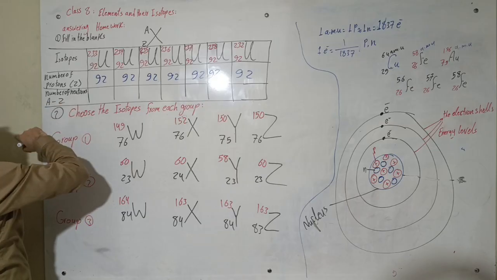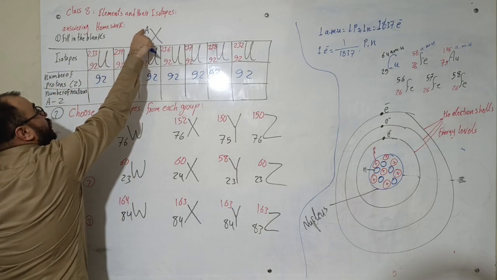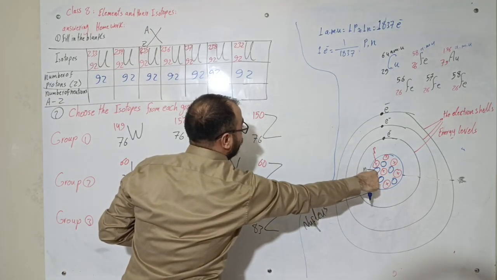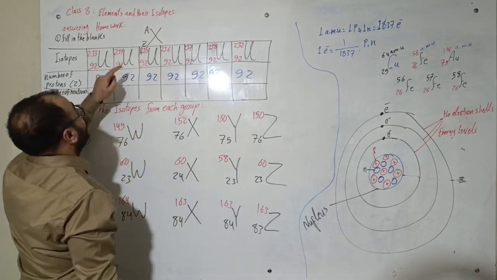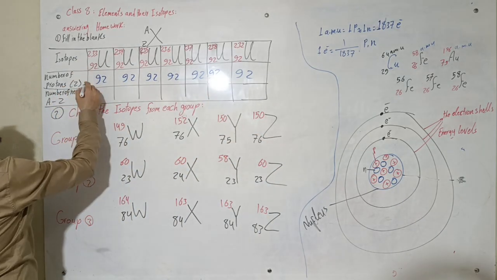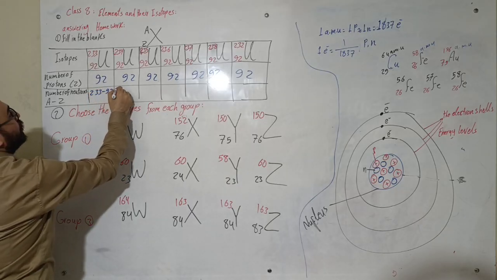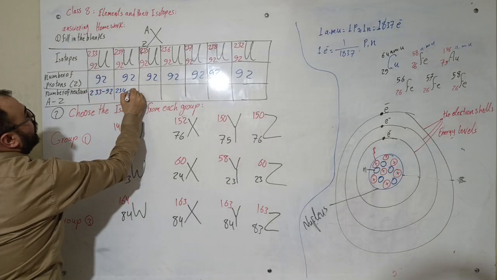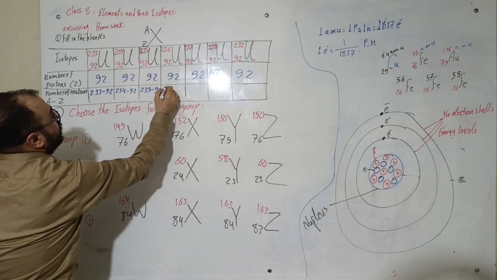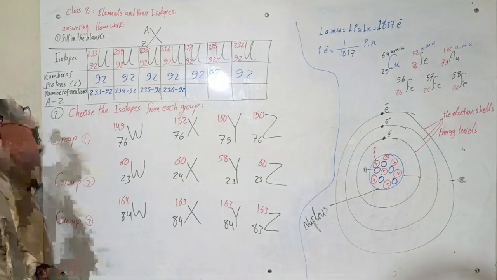Now, how to calculate the number of neutrons? Yes, we have the mass number, which represents the total number of protons and neutrons inside the nucleus, minus the number of protons only, which is the atomic number Z. So here we have 233 minus 92, 234 minus 92, 235 minus 92, 236 minus 92, and you calculate the others by yourself.